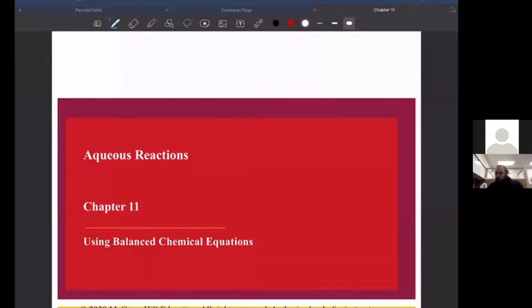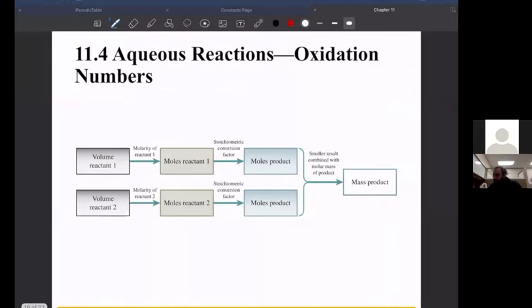Okay, so now we're going to talk about aqueous reactions. Aqueous reactions are going to be different because remember what I said, when in doubt, get to moles, right? So the difference between an aqueous reaction is that how we get to moles is going to be different. We're going to need to use the molarity of our solution, right?